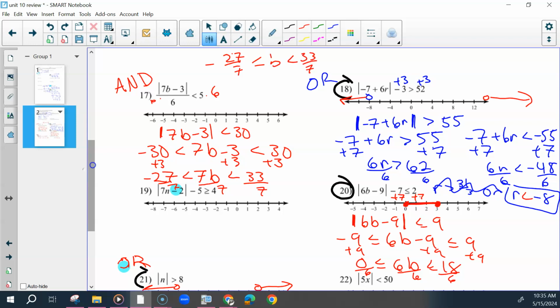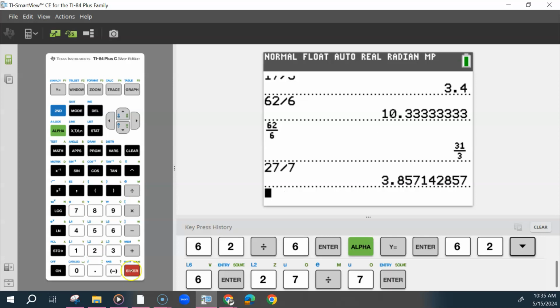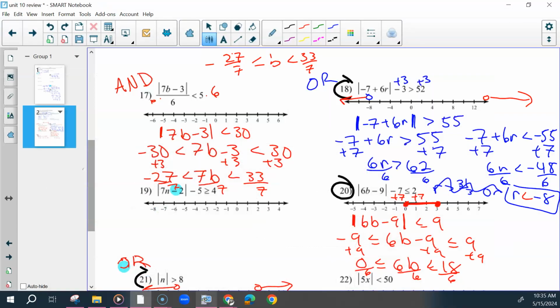Like in this problem, we don't know those decimals, those fractions. So you could type that in the calculator. So it would be close to 4 and close to 5. With a line every time. Other questions?